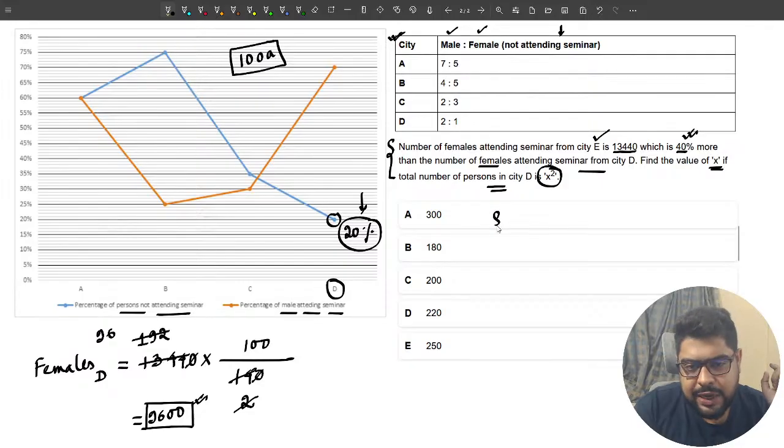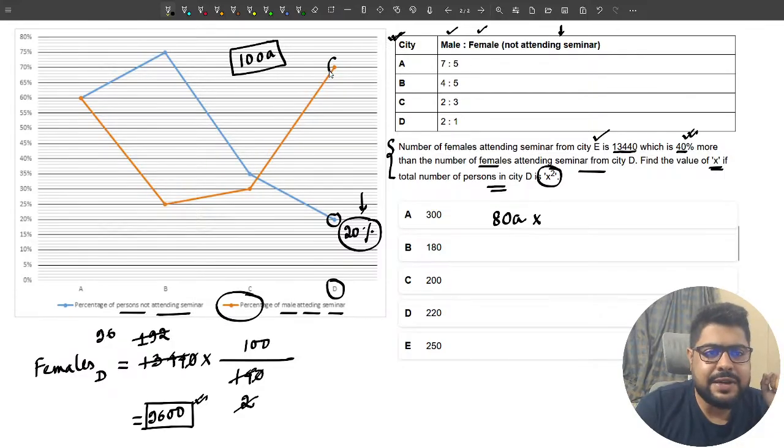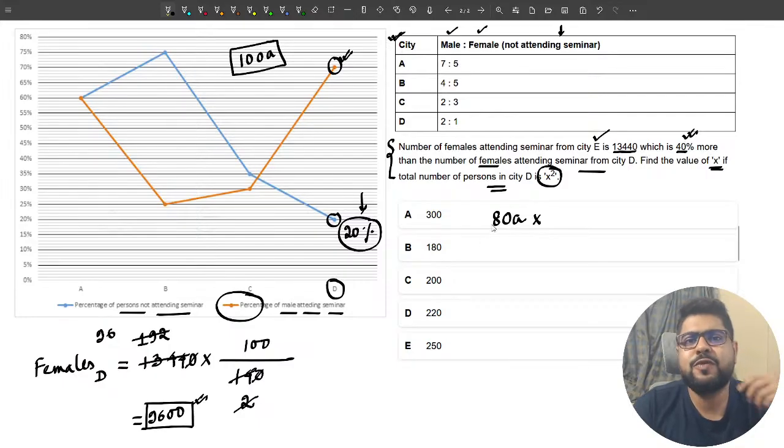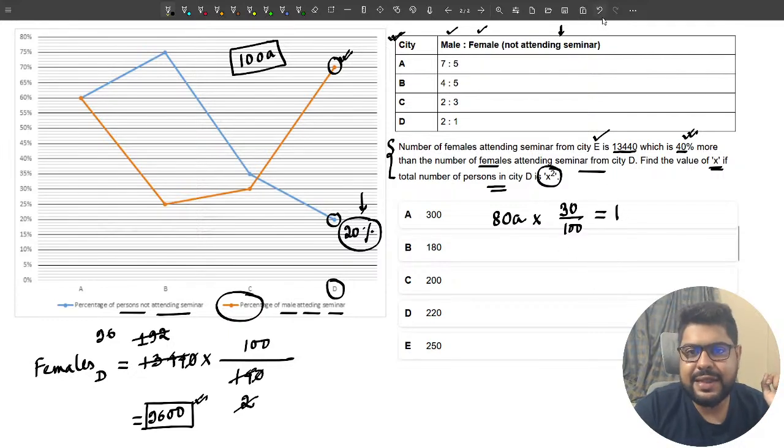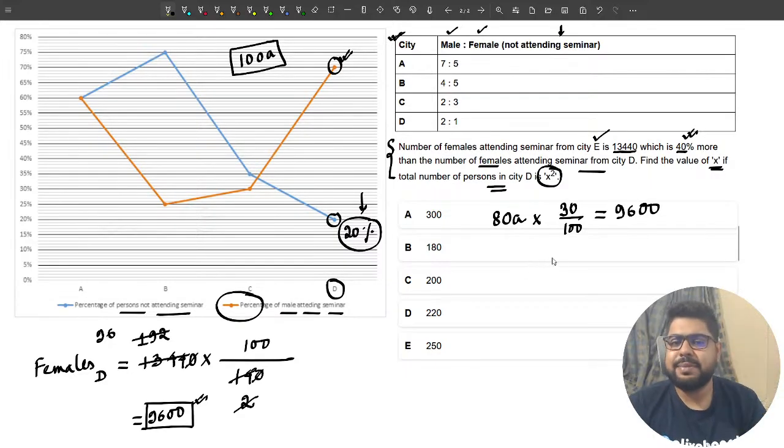So how many people attended? 80% of 100A is 80A. Out of that, the male percentage is 70%, so the female percentage will be 30%. That value is given to you as 9,600, because that is the number of females who attended the seminar.